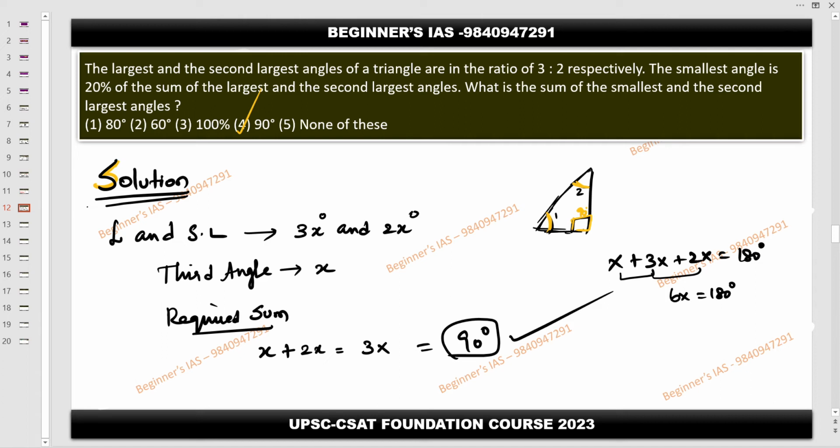The smallest angle. That angle is going to be the smallest one, right? In the question, it is saying that the smallest angle is 20% of the sum of the largest and the second largest angles. So if we do 3x plus 2x, that will be 5x. So the 20%, that's how we have calculated, or not? Yes, what you are asking is exactly right.